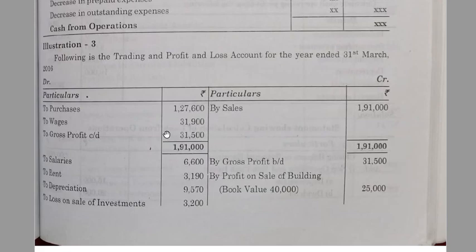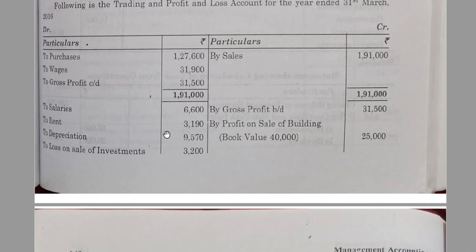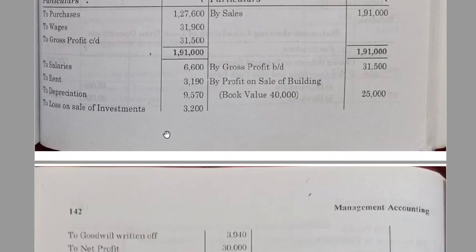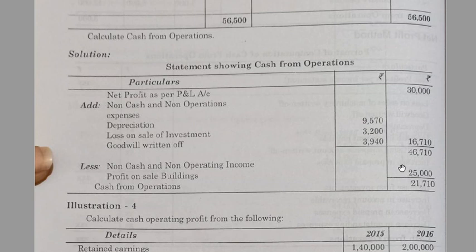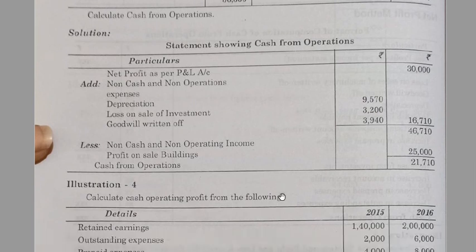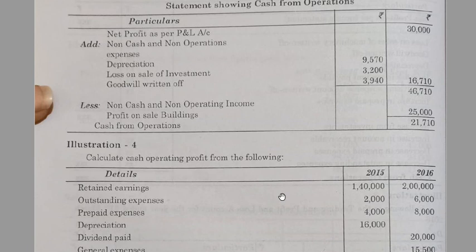So if you see in the question, everything is operating in nature except profit on sale of building, which is a non-operating in nature. It does not form under the part of operations of the business, which is 25,000. So profit on sale of buildings 25,000, therefore the cash from operations is 21,750.